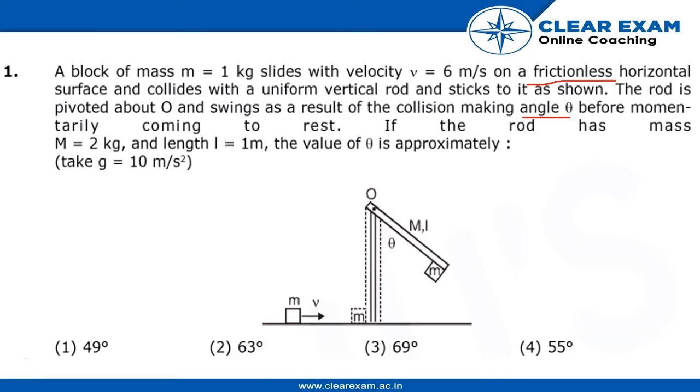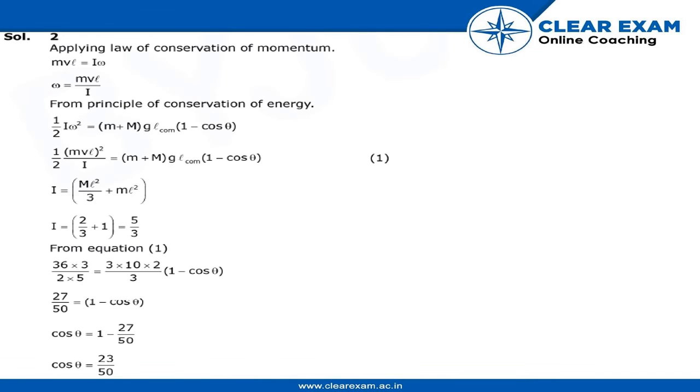If the rod has a mass of 2 kg and length of 1 meter, we need to find the value of theta. Here we can take g = 10 meter per second squared. Now applying the law of conservation of momentum, we get w = mvl upon I.